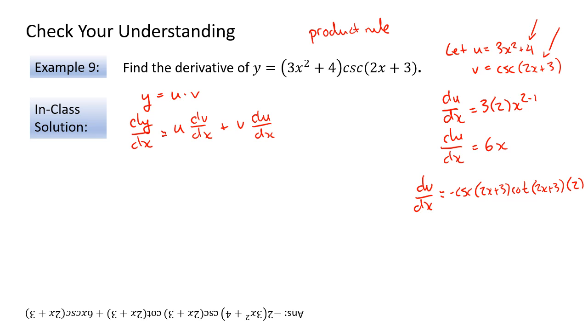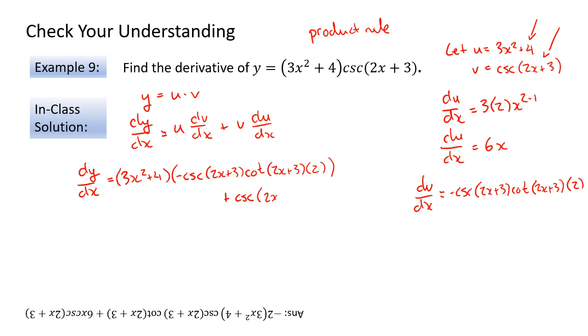So now we can substitute each of these values into our final equation. So dy by dx is equal to u, 3x squared plus 4, times dv by dx, which is negative cosecant of 2x plus 3 times cotangent of 2x plus 3 times 2, plus the function v, cosecant of 2x plus 3, times the derivative du by dx, which is 6x.